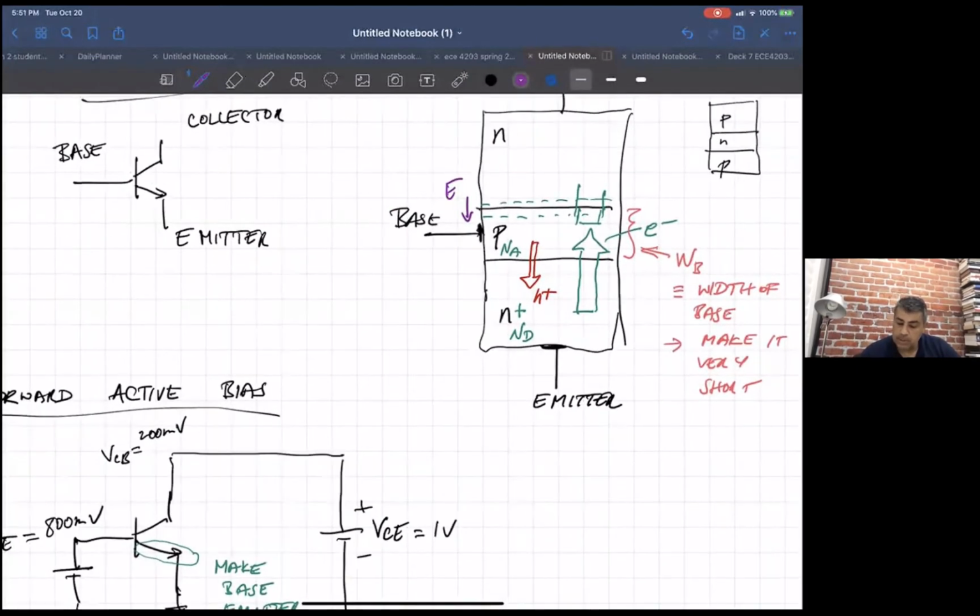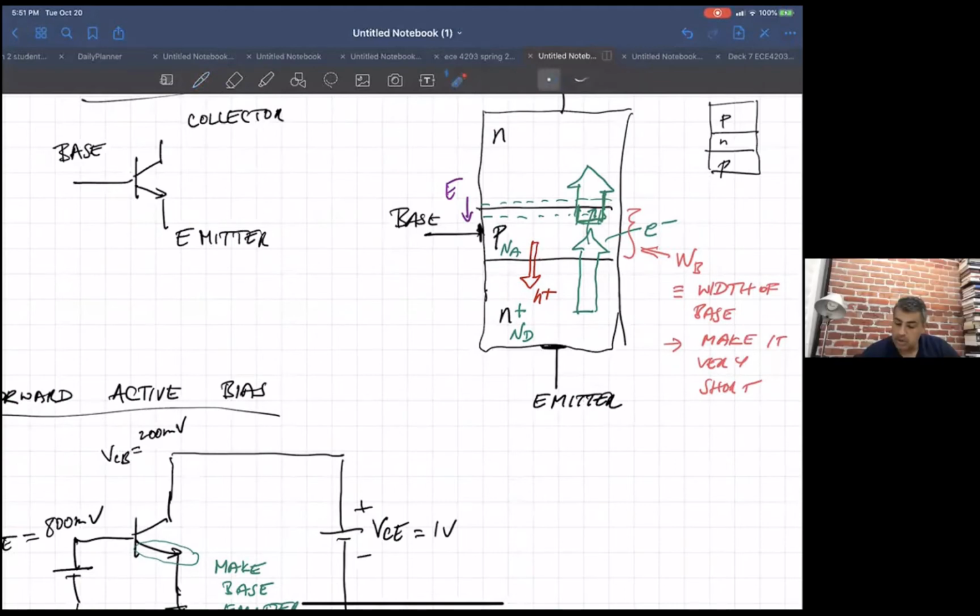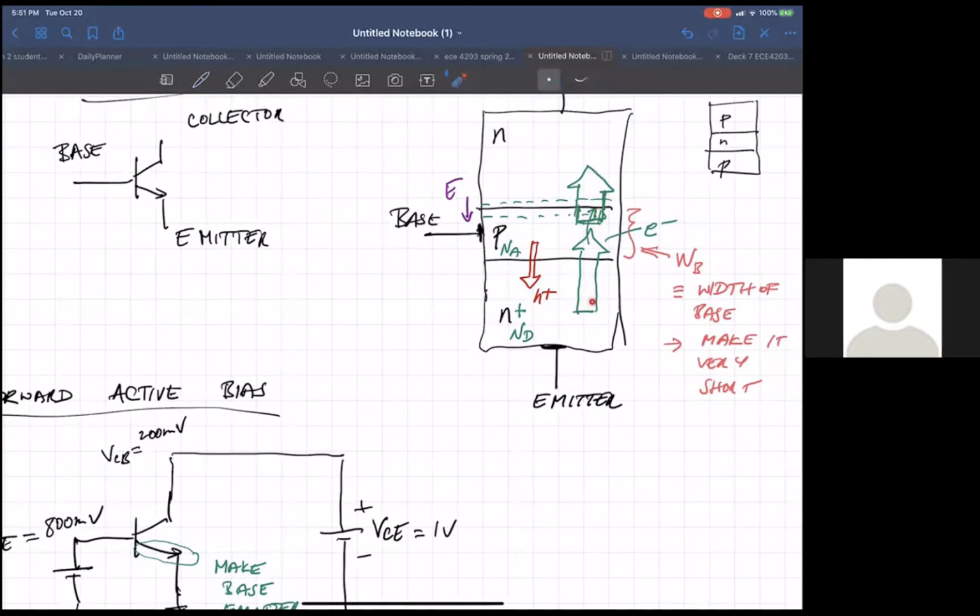And basically, as soon as that electric field sees these electrons, if it's short enough, all these electrons will get to here. The electric field will push these electrons into the N side. So what you'll end up having is a current of electrons going from the emitter through the base to the collector.